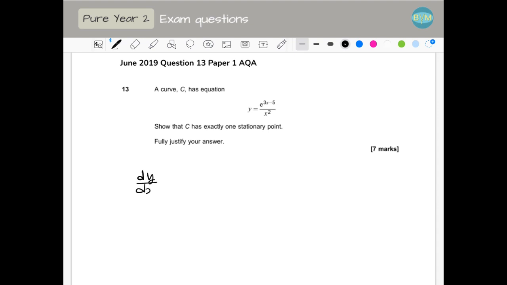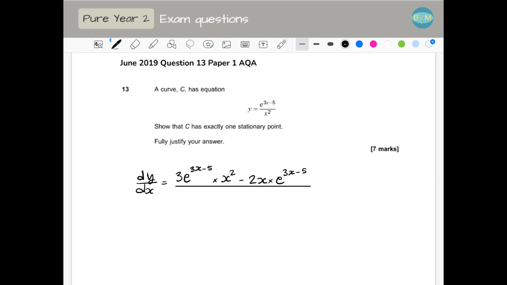It's a quotient, a fraction, so I'm going to use the quotient rule, which is: I differentiate this one and multiply by this one. So I have 3e to the power of 3x minus 5 times the denominator, then minus the derivative of the denominator, which is 2x, times the numerator, and divided by the denominator squared.